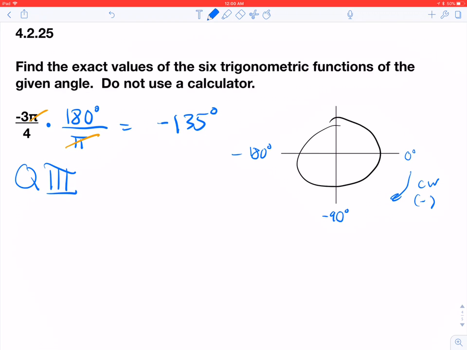The next question is we want to find the reference angle. By reference angle, I mean how far away from the x-axis are we? If we're over here at negative 135 degrees, how far away are we? This measurement is 45 degrees. So we're 45 degrees away from the x-axis in quadrant 3. The reference angle is 45.